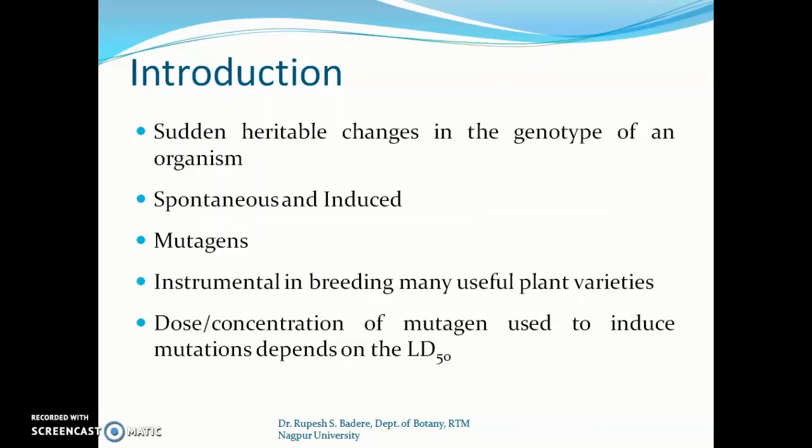In the last 100 years, we have bred about 3000 mutant varieties of various groups of plants, including cereals, horticultural plants, pulses, oilseed crops and others.